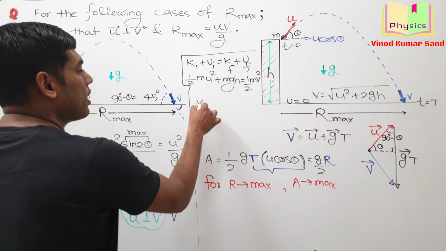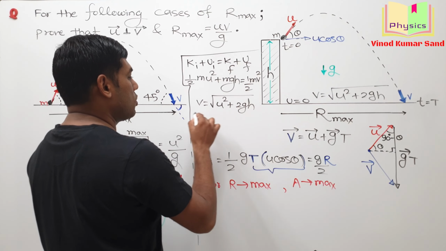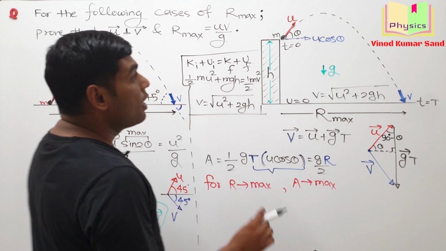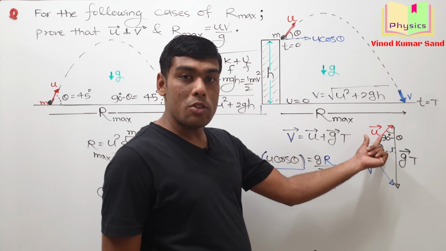In this case, we'll get V is equal to root of U square plus 2gh. That's how we derive it. Done.